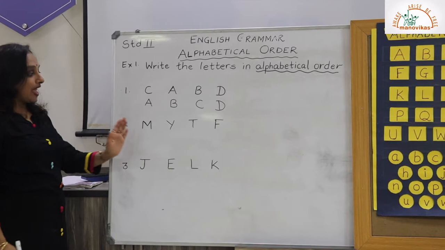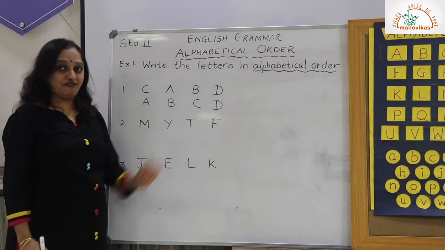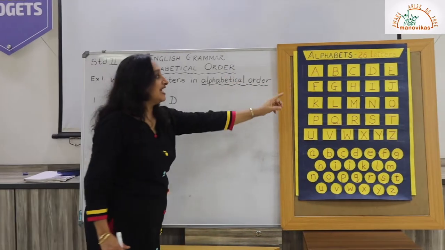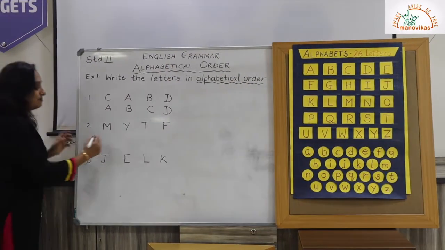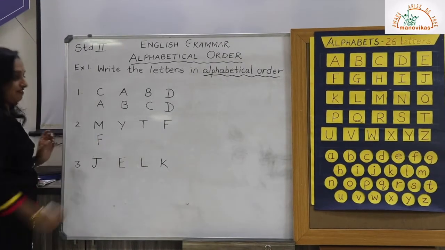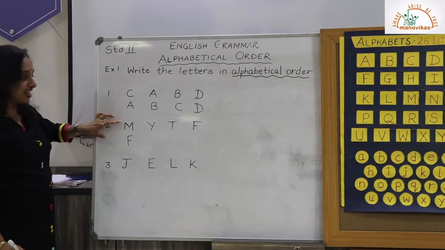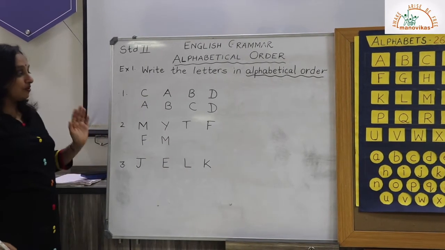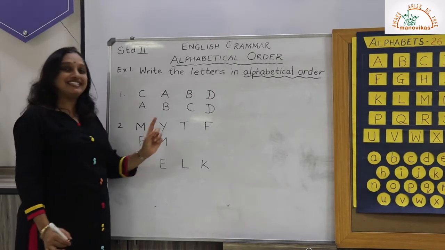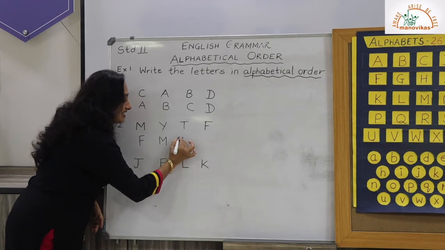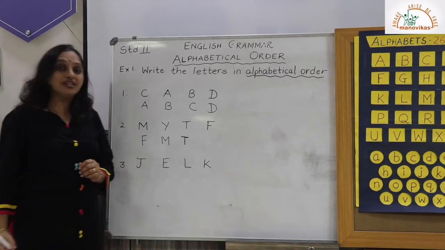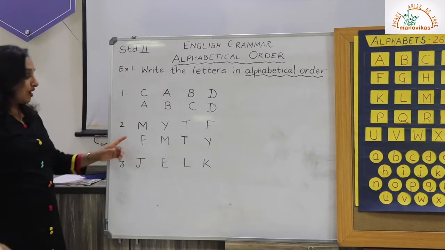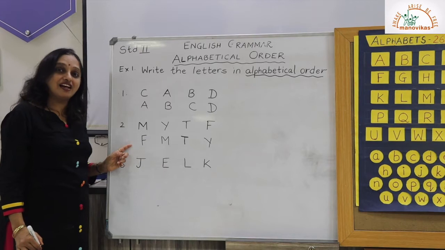Let's go to the next one. M, Y, T and F. Now which letter comes first here in the order? Yes, A, B, C, D, E, F. So F will come first. F, G, H, I, J, K, L, M. So then we write M. N, O, P, Q, R, S, T. So we write T. U, V, W, X, Y. So we write Y. So now we have the letters in alphabetical order.